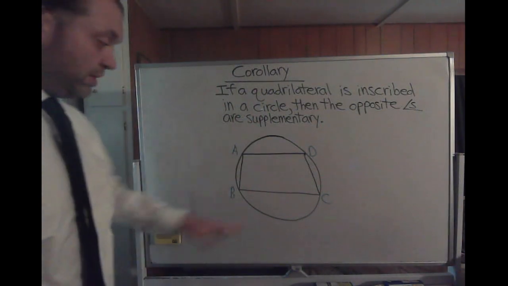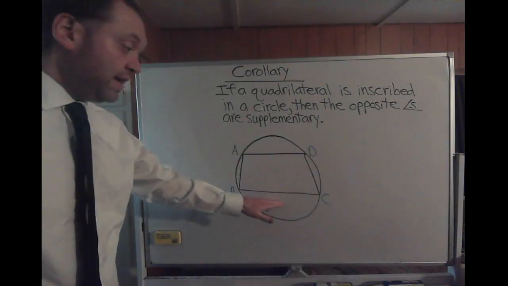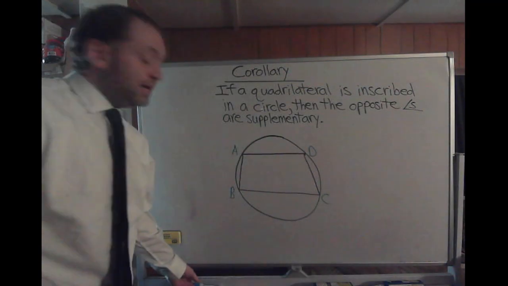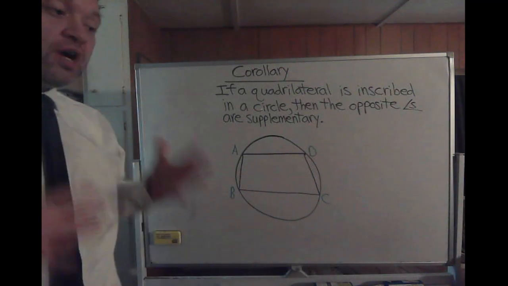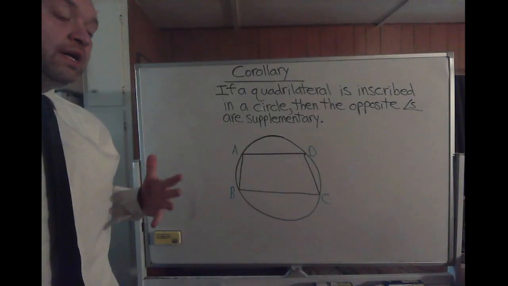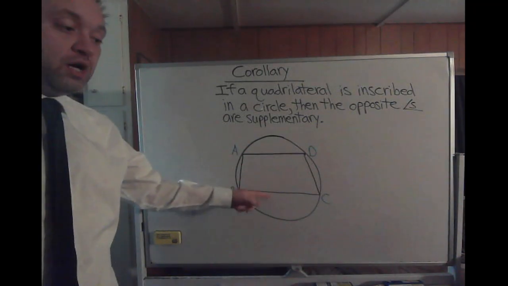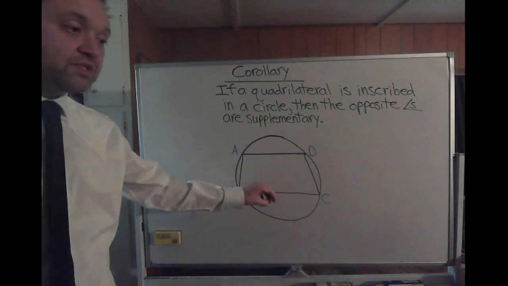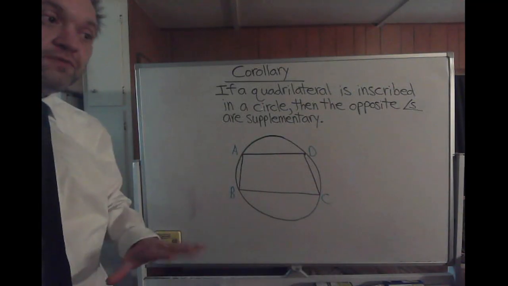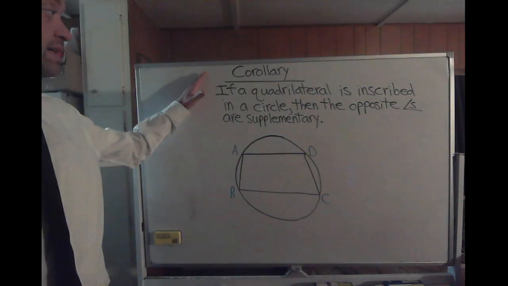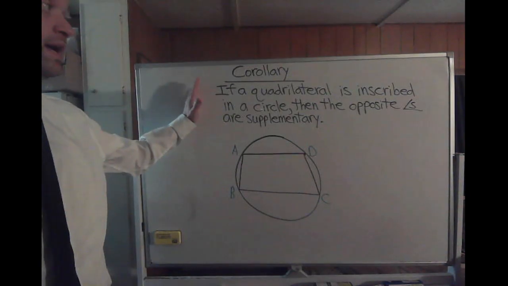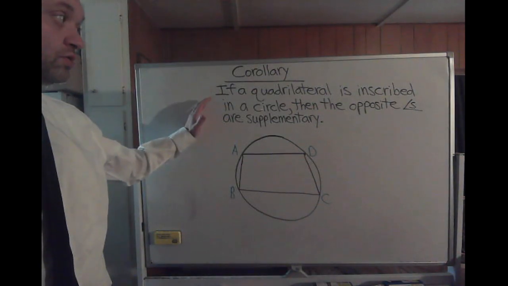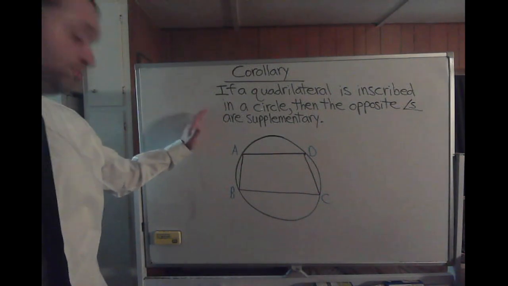Here we have a circle with a quadrilateral inscribed in it. On inscribed polygons in general, each vertex of the polygon has to touch the circle itself, not be inside the circle. This corollary tells us that if a quadrilateral is inscribed in a circle, then the opposite angles are supplementary.